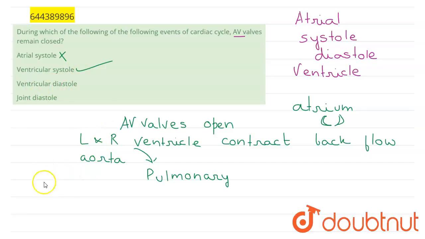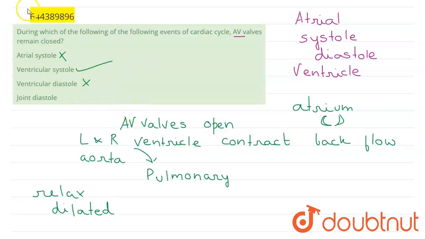Ventricular diastole is when both these ventricles, left and right, are relaxing and dilated at this time, and they are filling. So at this time both these ventricles are relaxing, and also the AV valve is open. So this is a wrong option again.